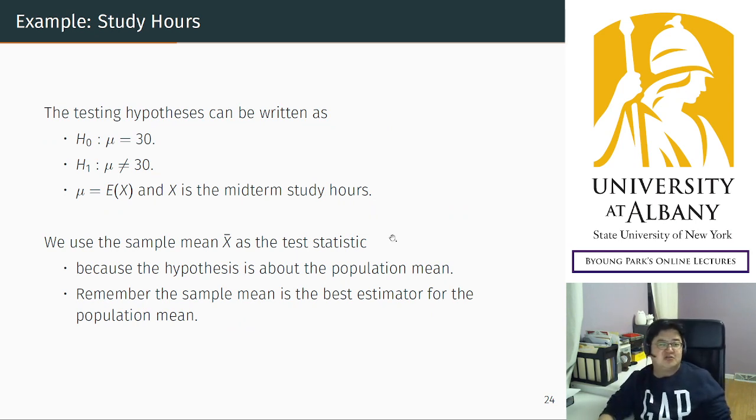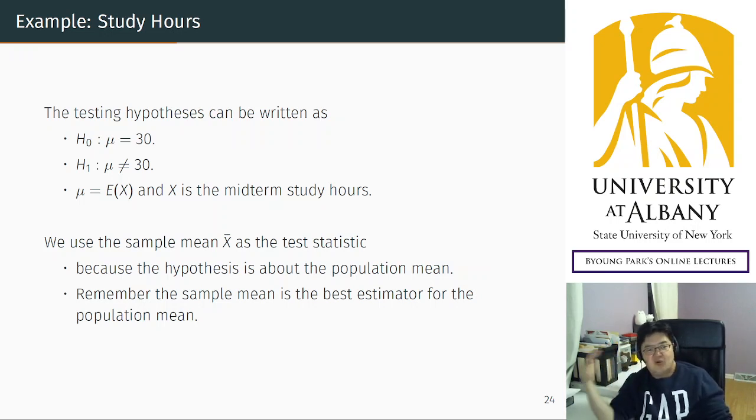It's simple. In our statement, it's clear that the null hypothesis is mu, the expected study hours, equals 30 hours. But the alternative hypothesis is the simple negation of that. You can simply use the negation of the null hypothesis as the alternative. And here, the underlying random variable is X, which is the midterm study hours for a randomly chosen student, and mu is the expected value of X. This is the statistical formulation of the hypothesis.